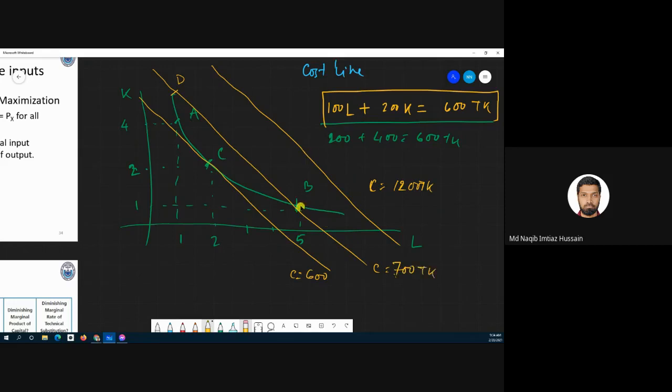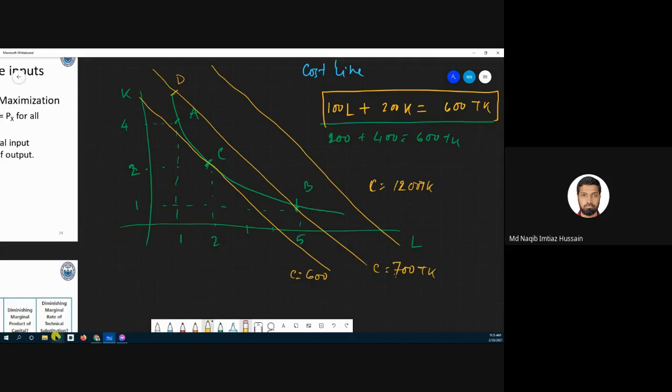At point B, okay? If you plug in these values, 1 and 5, labor 100 into 5 gives you 500, plus 200 gives you 700. So this point B falls on this cost line. This is the cost line. Your cost is how much? 700 taka, right? You are spending 700 taka, but how much are you producing?